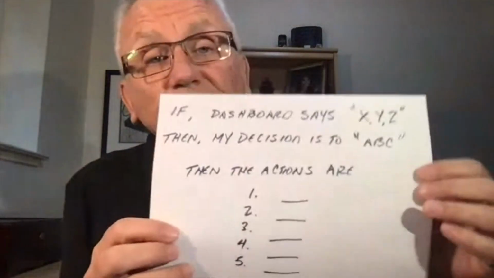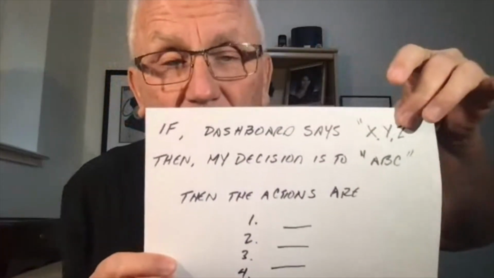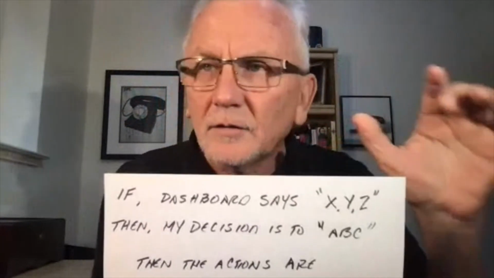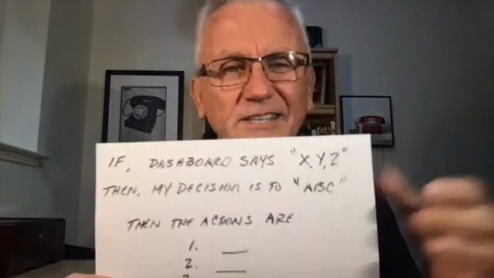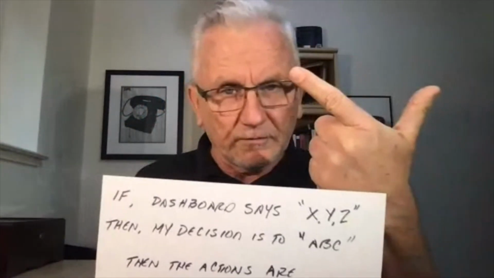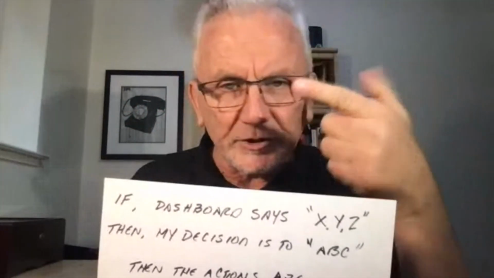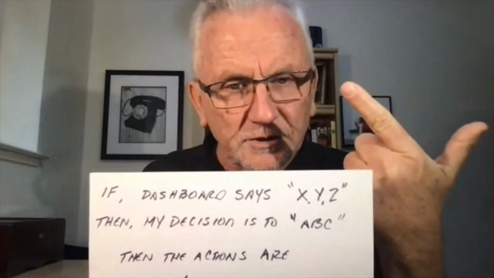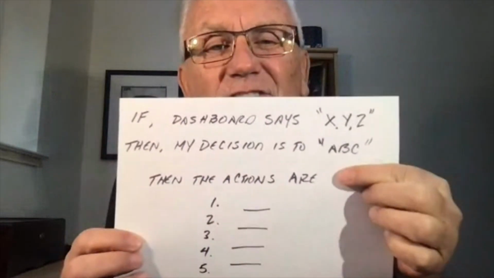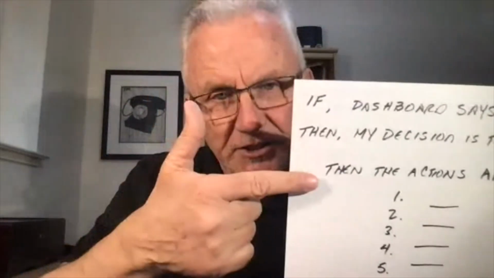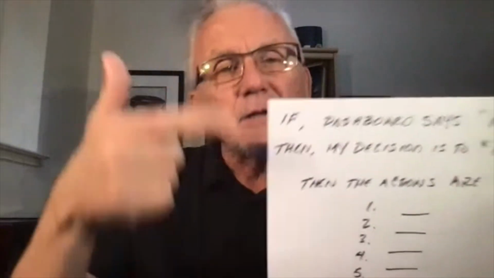If the dashboard says my job orders are dropping, the decision is one of two in my mind. I need more job orders, or I need to get rid of recruiters. Then the actions are, and you list at least 5 actions you can take based upon any decision you would arrive at based upon what the dashboard told you.